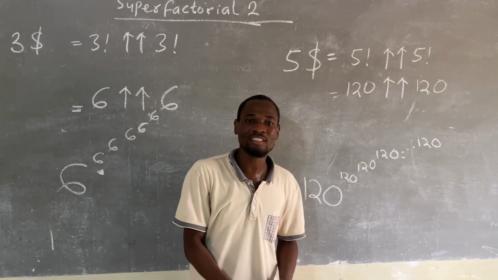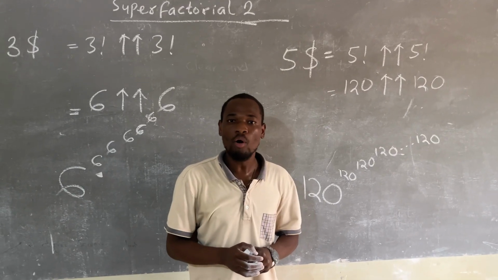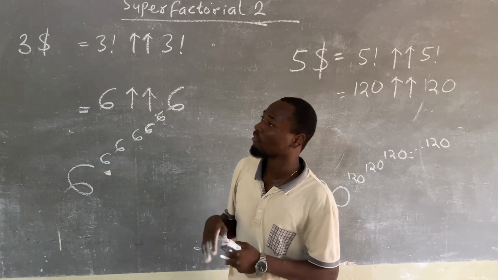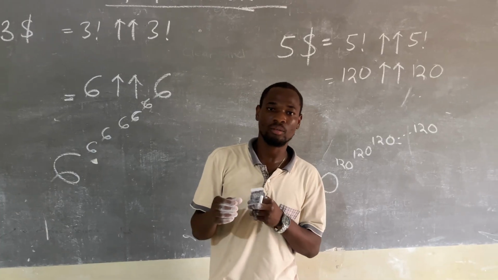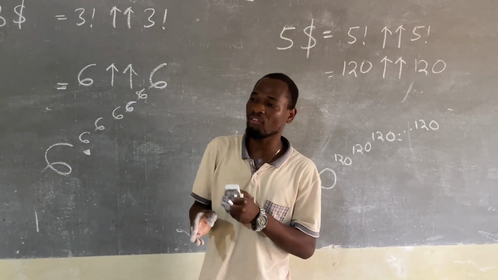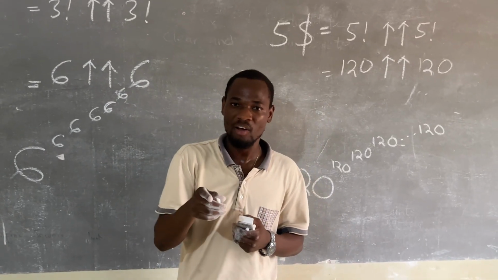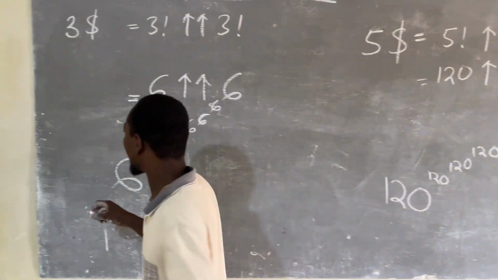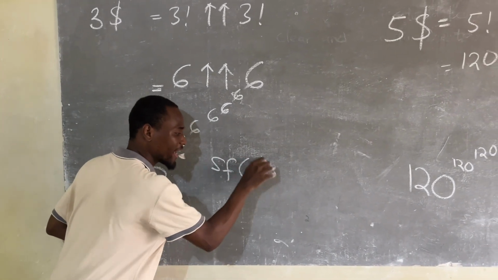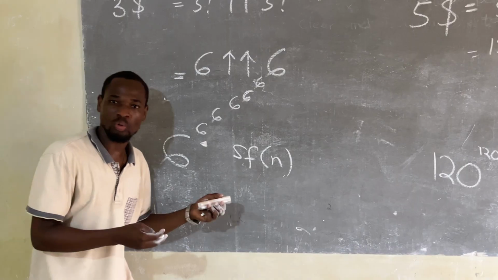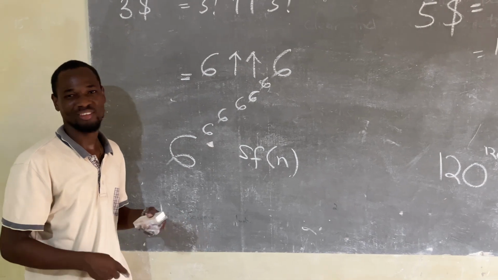Viewers, this is the end of this simple topic under the factorial concept, specifically superfactorial 2. So viewers, watch those videos to distinguish between the first superfactorial and the second superfactorial. Remember, for the first superfactorial, we said it is denoted by SF of n, this way. And we spoke about the recursive formula. Do you get it that way? Yes, as simple as that.